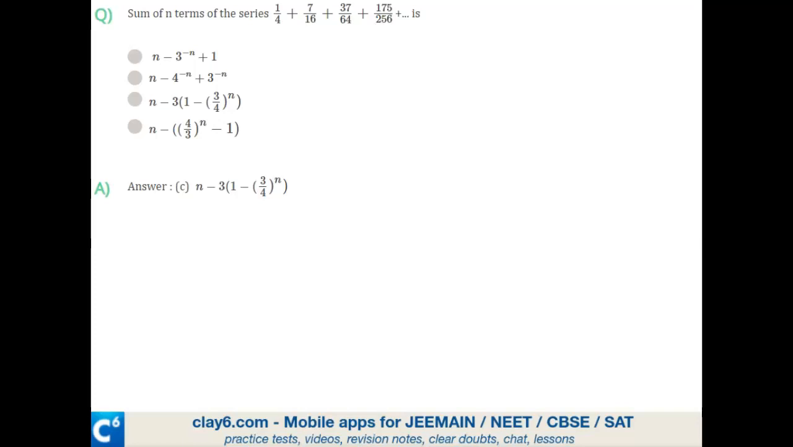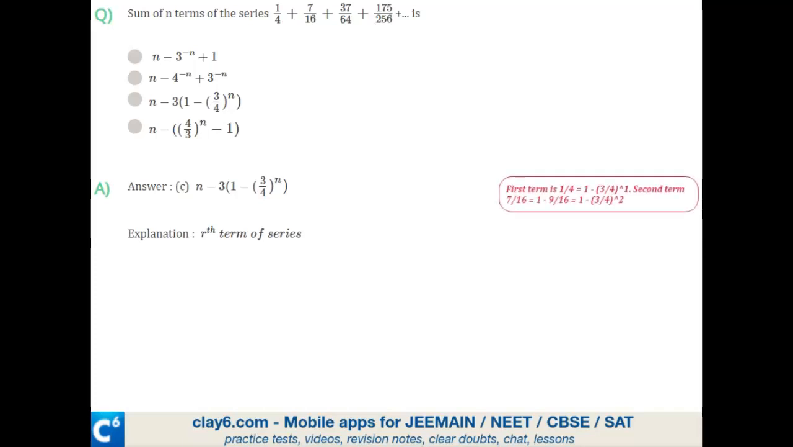The trick is to identify how we can change each of these terms to finally make them an arithmetic progression. So let us see how we go about doing it. In this explanation, it says what is the rth term of the series. But before that, let me show you a hint of how to go about this.